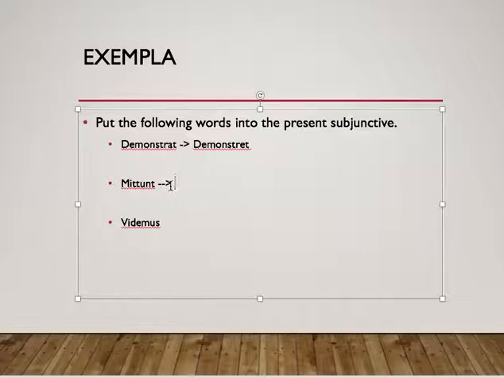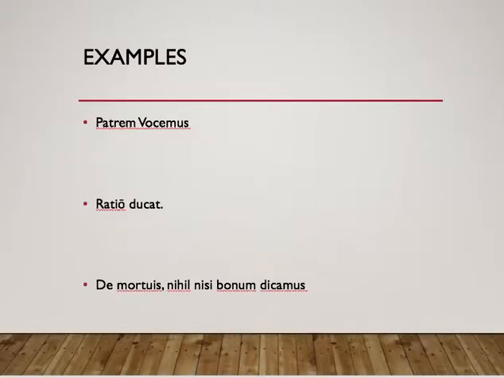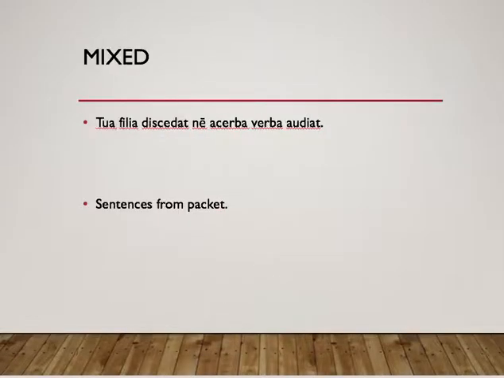Mittant is from mitto, mittere. We know that -unt is present tense indicative third conjugation. So we go to "we fear a," so it's going to be mittant now if it was in the subjunctive. And then videmus, what conjugation is that? Video, videre, so it's second conjugation. So I'm going to say videamus. It's "we fear," E-A. We fear a liar, videamus, okay? Nice. All right. So we're going to skip over these things right now.